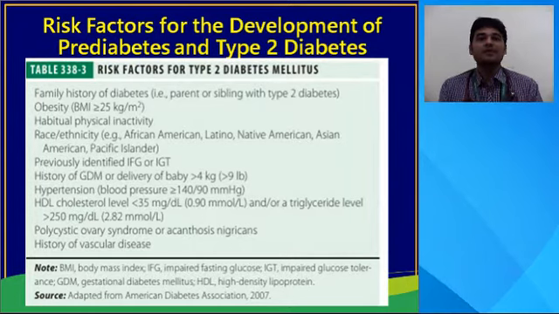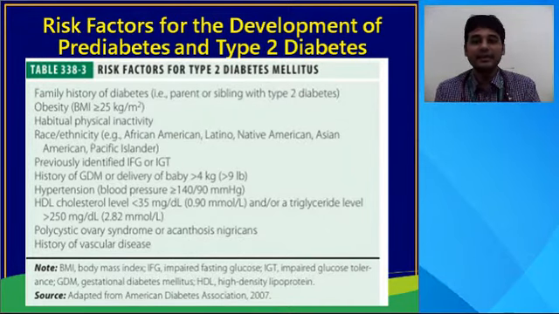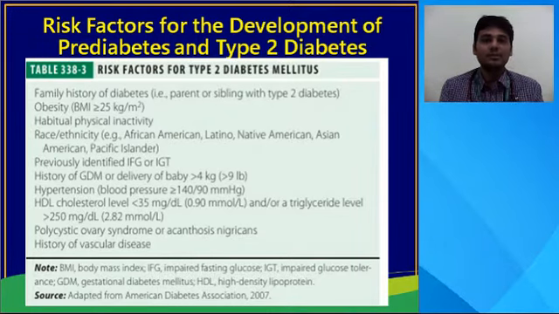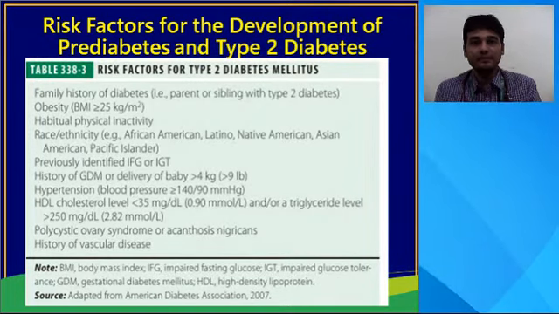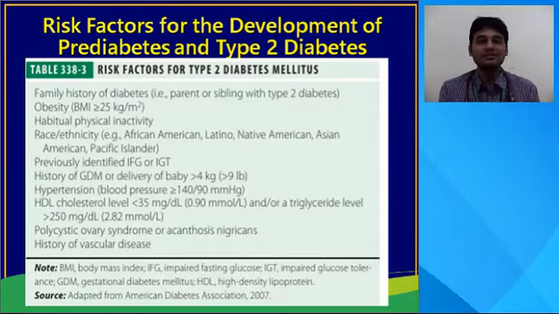Risk factors: family history of diabetes, habitual physical inactivity. Nowadays there is a sedentary lifestyle, so these individuals are at high risk for diabetes mellitus. Also Afro-Americans, Native Americans, Asian Americans. Previous impaired fasting glucose or impaired glucose tolerance carry a high risk of development of diabetes. History of GDM, hypertension, HDL cholesterol less than 35, individuals with polycystic ovarian disease, and of course history of vascular diseases, all have a high risk of development of diabetes mellitus.